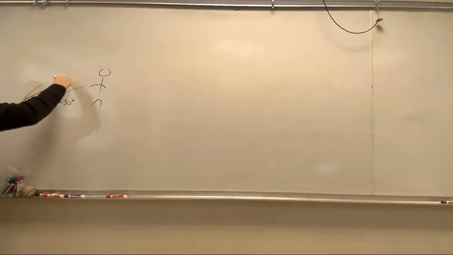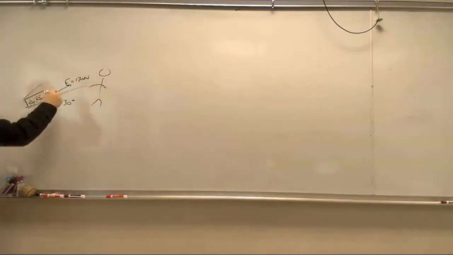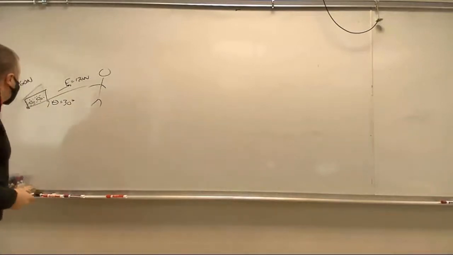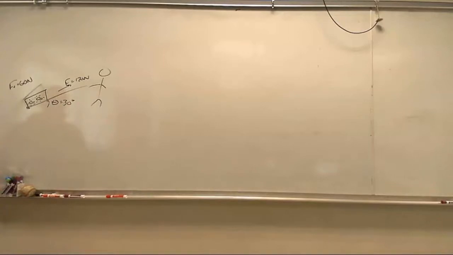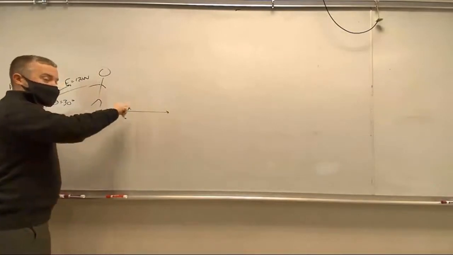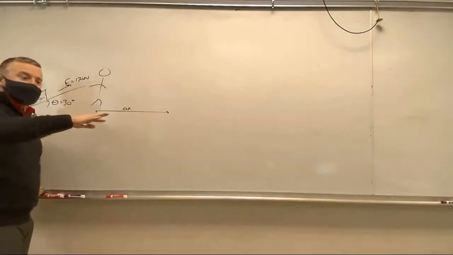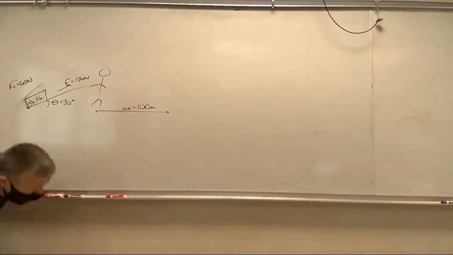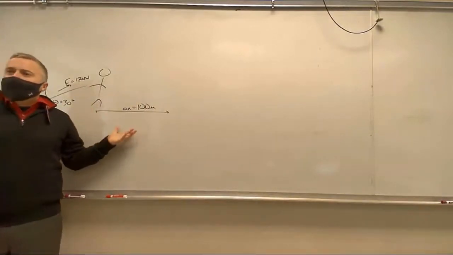Anyway, so the angle here was 30 degrees. The person was pushing with a force of 120 newtons. And I said that friction over here was 60 newtons. And your job was to find the work done by all the forces in this particular situation. Oh, you also need to know that they were going to move this displacement, going through the hallway of an airport or something like that, 100 meters.